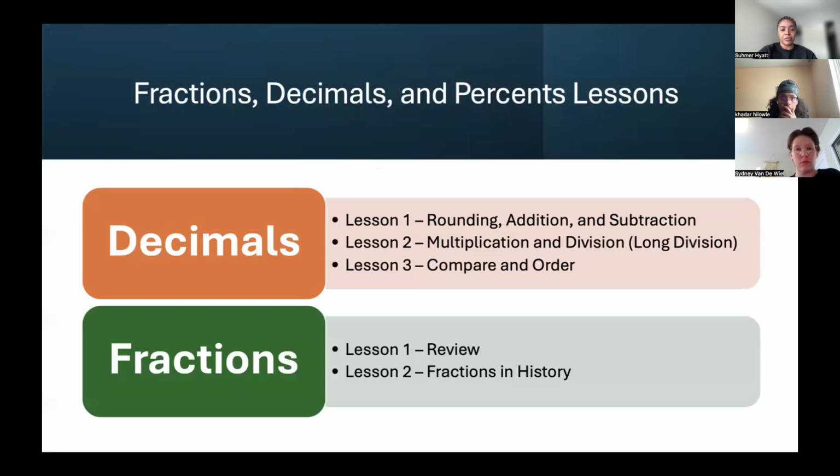So I broke it down into 5 different lessons, 3 for decimals and 2 for fractions. The decimal lessons: lesson 1 is rounding, addition, and subtraction. Lesson 2 is multiplication, specifically division and long division. And lesson 3 is comparing and ordering. I did it this way because rounding, addition, and subtraction are the easiest operations, and it also builds on their understanding of whole numbers as they would have learned while doing place value. Multiplication and division would build on the addition skills that they learned.